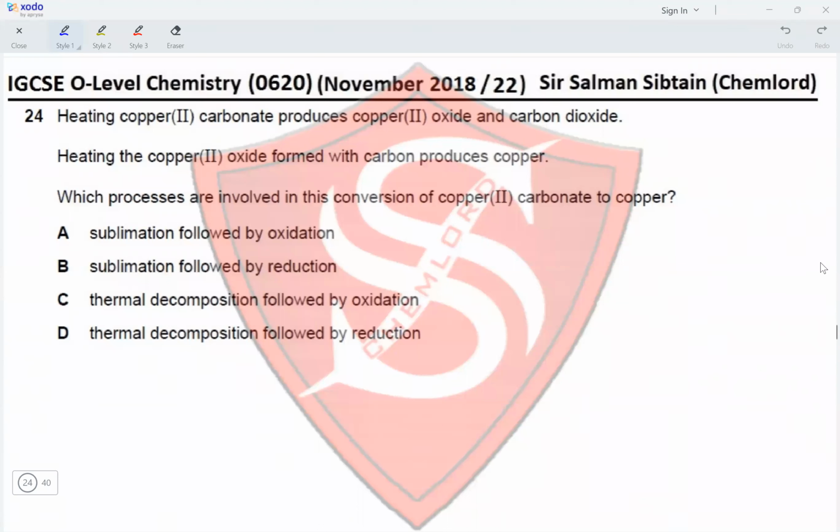Question 24. Heating copper(II) carbonate produces copper(II) oxide and carbon dioxide. Heating copper(II) oxide with carbon produces copper. Which processes are involved in this conversion of copper(II) carbonate to copper? So sublimation followed by oxidation. Sublimation is not involved. Oxidation is also not involved. It is reduction. So sublimation and reduction. Next is thermal decomposition. Yes, thermal decomposition is involved, but oxidation is not involved. And thermal decomposition and reduction. Yes, these two processes are involved in conversion of copper(II) carbonate to copper, making option D the correct option for this question.